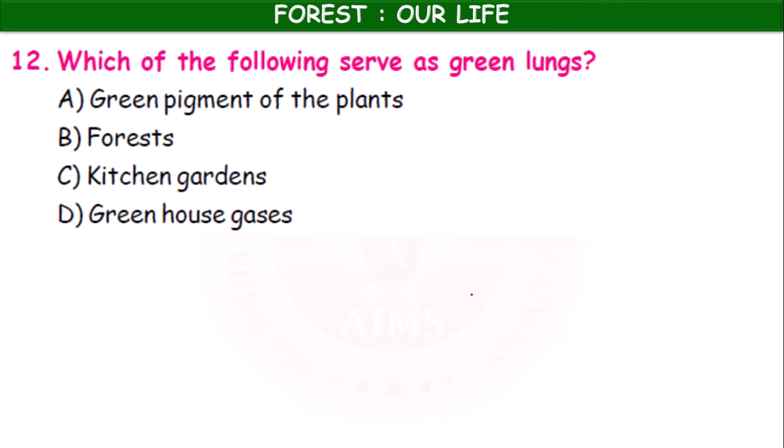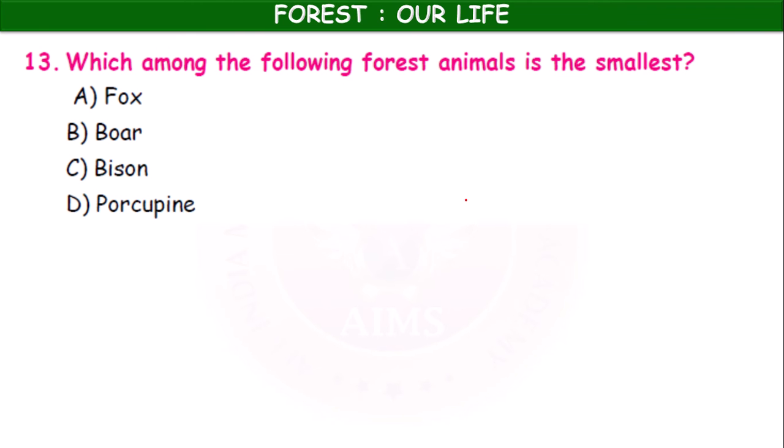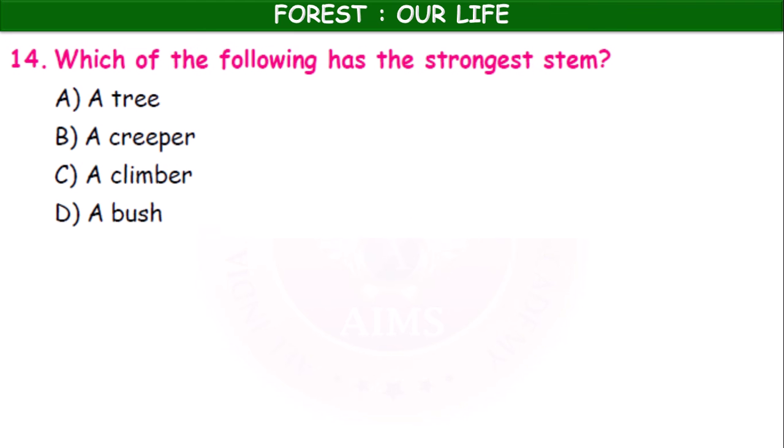The following serve as green lungs: green pigment of the plants, forests, kitchen gardens, greenhouse gases. It is the forest which serves as green lungs. Which among the following forest animals is the smallest? Fox, boar, bison, porcupine. It is the porcupine which is the smallest.